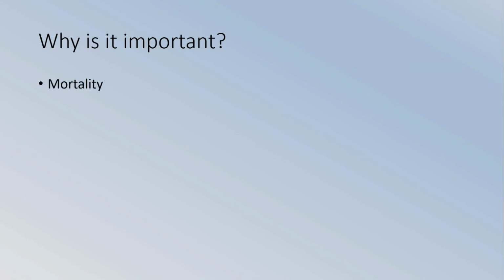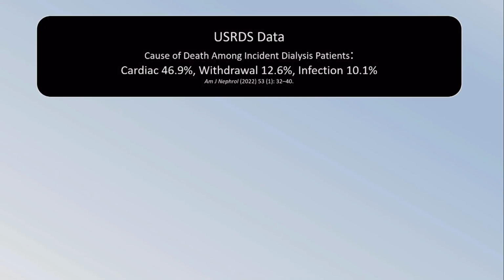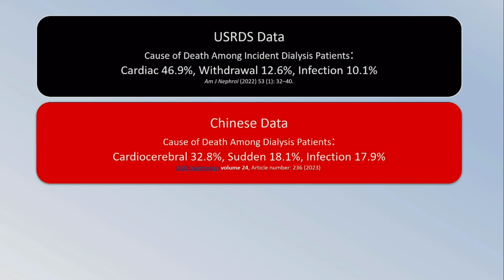And obviously mortality, right? Dialysis related infections kill patients. So if you see this USRDS data, even in the US, which is an advanced country, among the causes of death in dialysis patients, after excluding cardiac and withdrawal from dialysis in elderly people, the third most common cause of death is infections. Chinese data, this is a large Beijing data, more than 25,000 patients on hemodialysis.